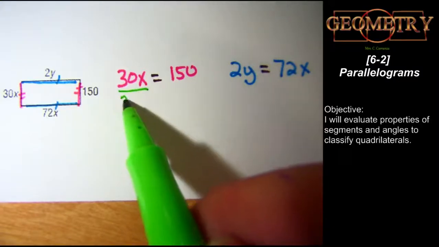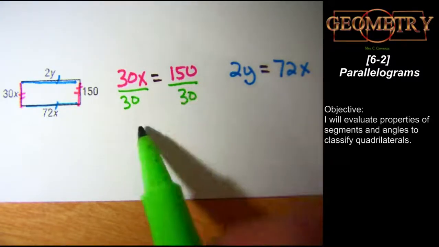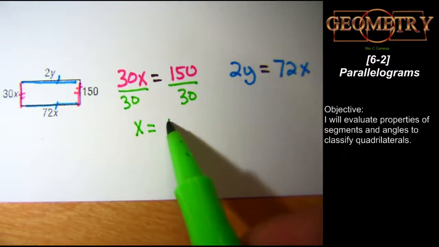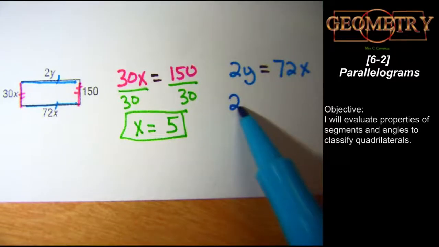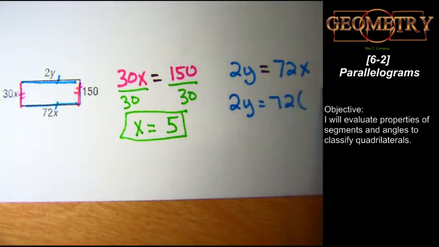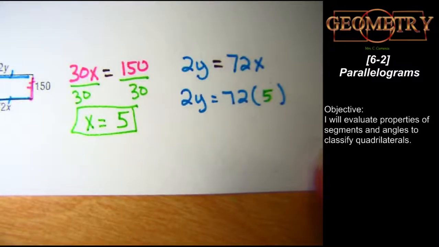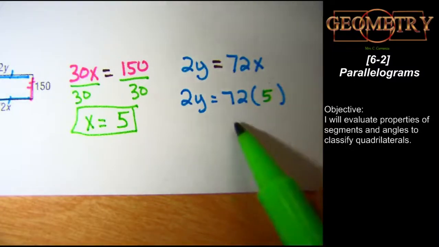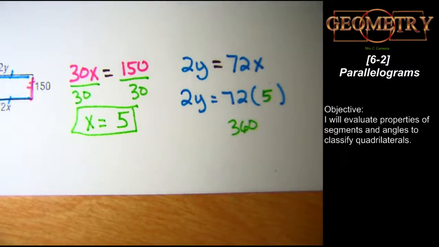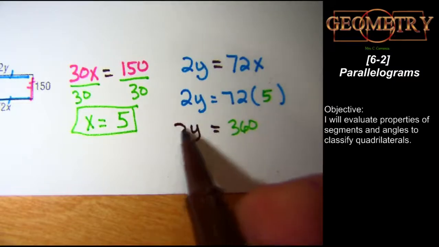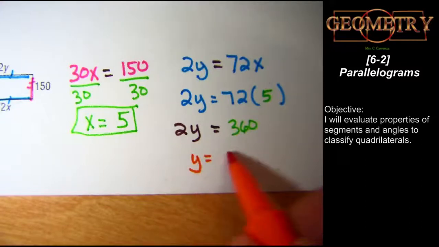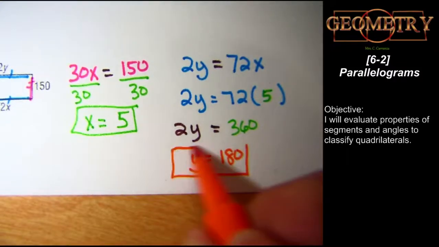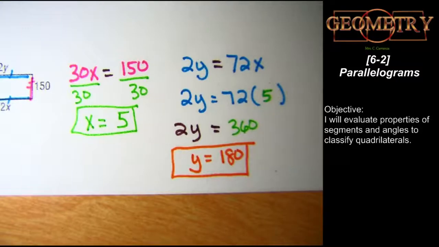Divide both sides by 30 and x equals 5, okay, thank you. And now I have a value for x, so I'm going to take this equation and substitute in the 5. Oh God, 72 times 5. 360. Okay, thank you. I was like, it ends in a 0. And that's about as far as I got. Dividing both sides by 2, I can do that one. y equals 180. Voila.